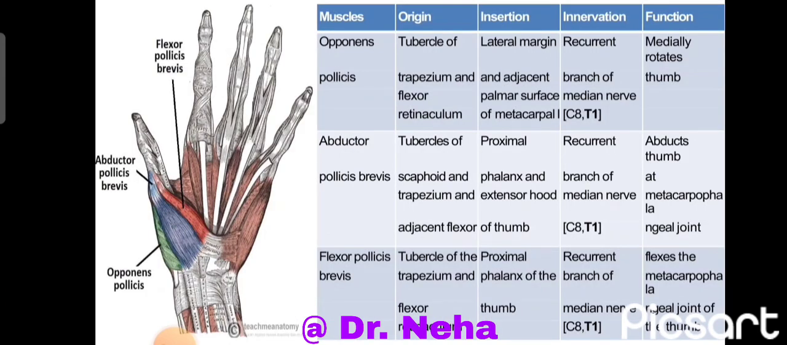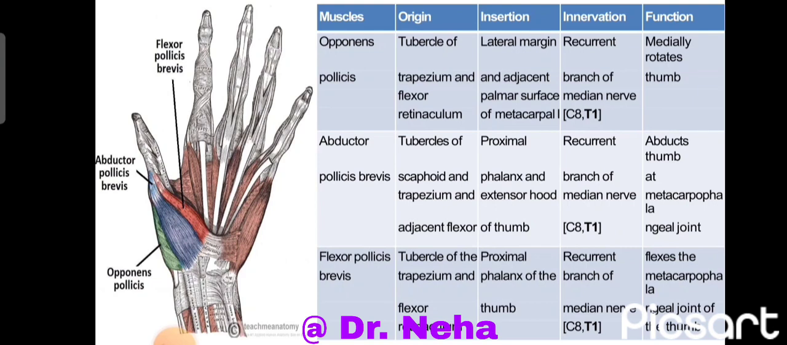Now first we discuss the thenar muscles. In the thenar eminence we have opponens pollicis, which is arising from the tubercle of trapezium and the flexor retinaculum. In the diagram we can see this green colored muscle is the opponens pollicis, and this is inserting over the lateral margin and adjacent palmar surface of the first metacarpal. This is innervated by the recurrent branch of the median nerve. The action of this muscle is medial rotation of the thumb, that is apposition.